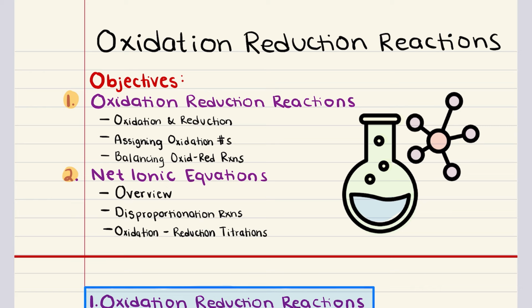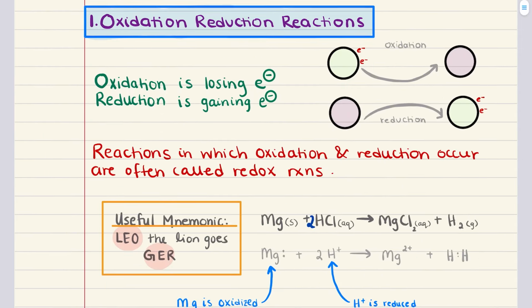We're going to start with an overview of net ionic equations, and then following this, we're going to discuss disproportionation reactions. This is a special type of redox reaction where a single substance undergoes both oxidation and reduction simultaneously. Lastly, we're going to briefly cover oxidation reduction titrations. This is a quantitative analytical technique that's used to determine the concentration of an unknown solution by using a redox reaction. With that introduction, let's go ahead and get started with the first objective.